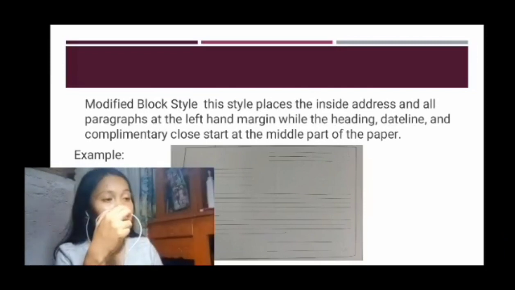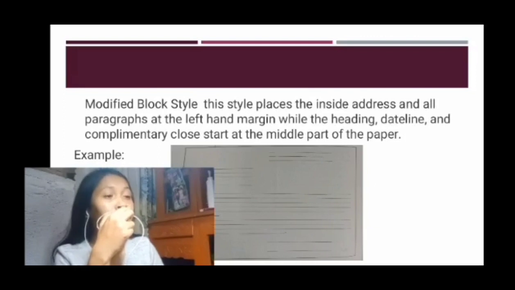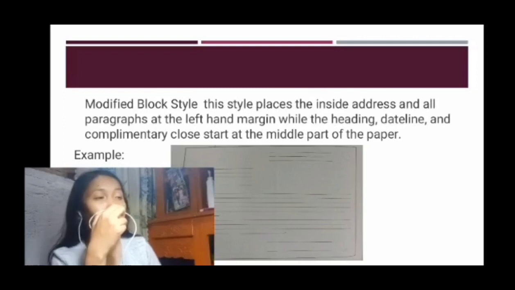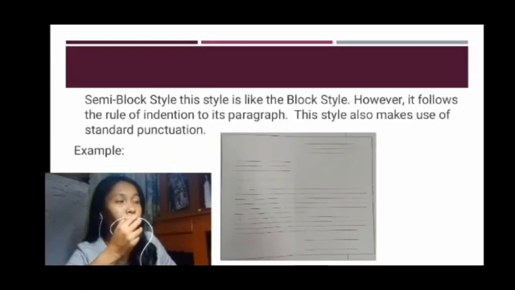The major difference of the modified block style is the placement of the return address, the date, and the complimentary close, or the heading, which is on the right, while the body parts and the address are on the left side. The third style, the semi-block style, is like the modified block style, but the difference is it has an indentation, or space, before the first paragraph. As you can see in the example.